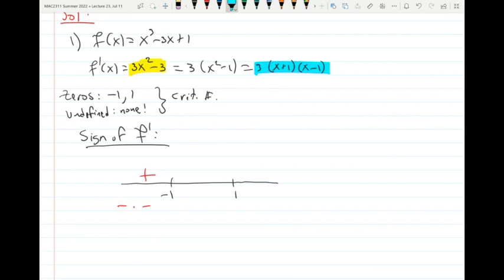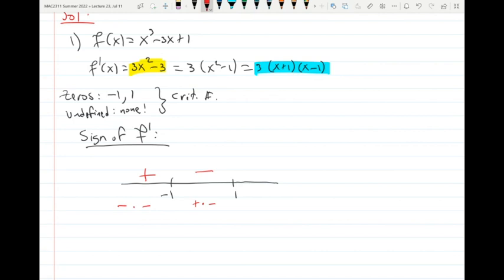Give me a number in that middle interval. 0. So what are the signs for each of the factors? Positive. And then the second one is a negative. So positive times negative? Negative. Do you understand what I'm doing? Go to the next one and repeat.